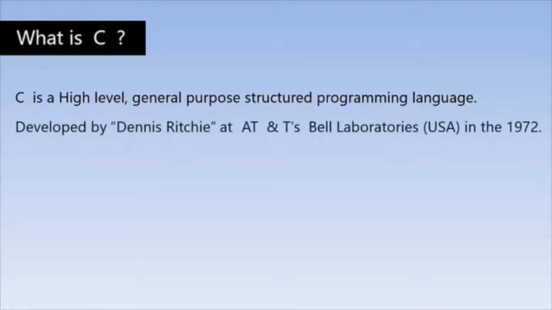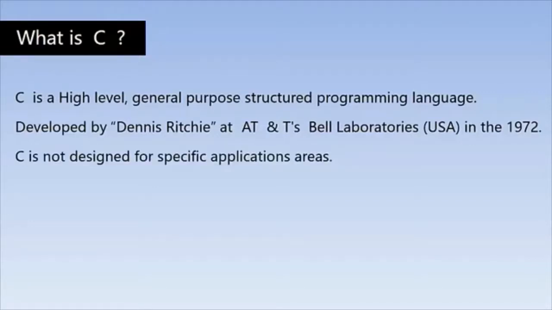Moving on, C was developed, or say invented, by Dennis Ritchie. He is the scientist who developed the C language at AT&T Bell Laboratories, USA in the year 1972. Remember the year and the inventor of C language: his name is Dennis Ritchie, in the year 1972. These are basic fundamental questions that you can expect in interviews. C is not designed for specific application areas. That means C is a general purpose language, because it is not specially meant for any specific area.